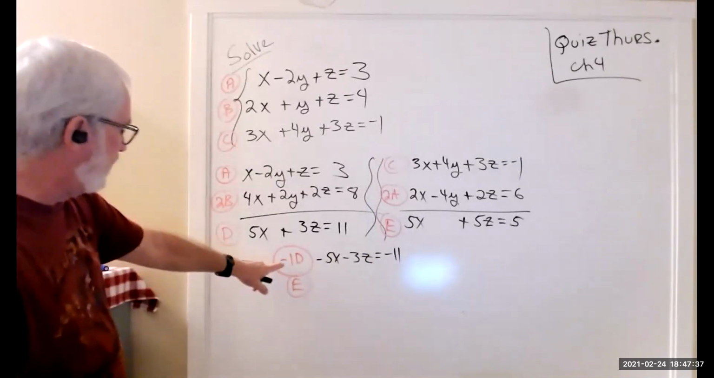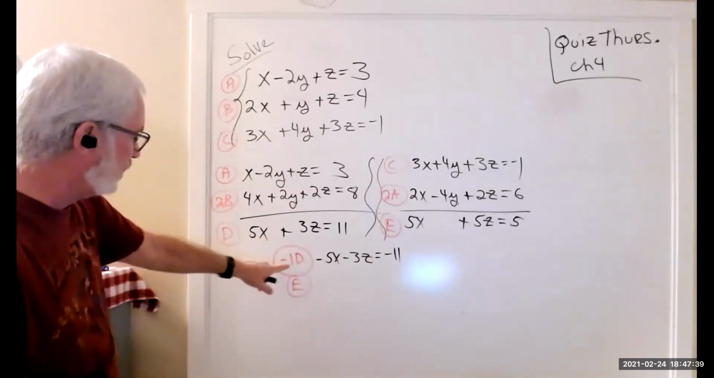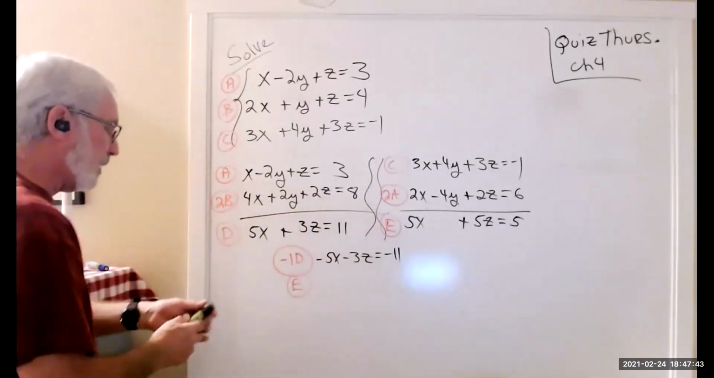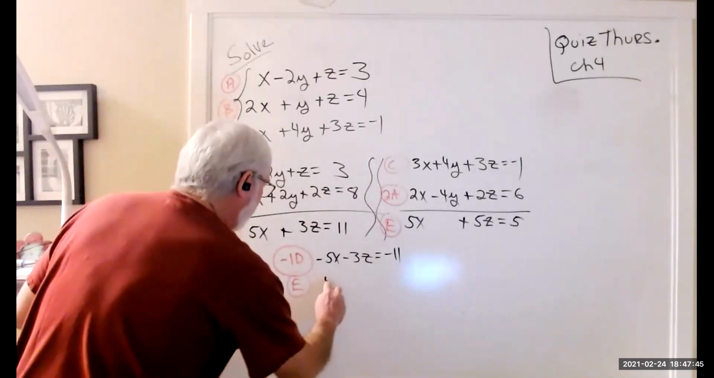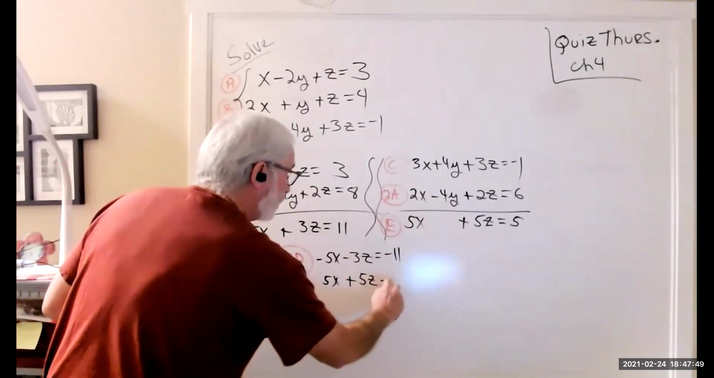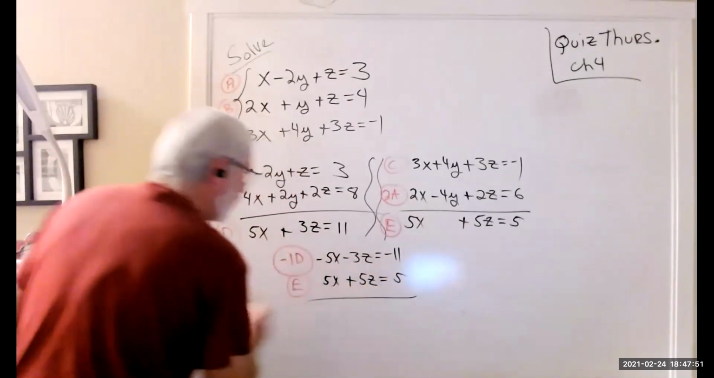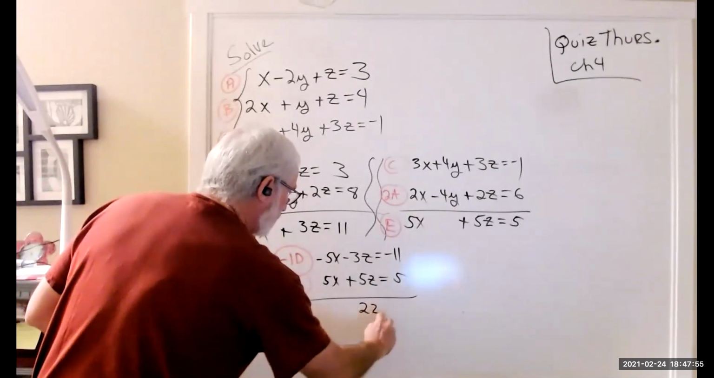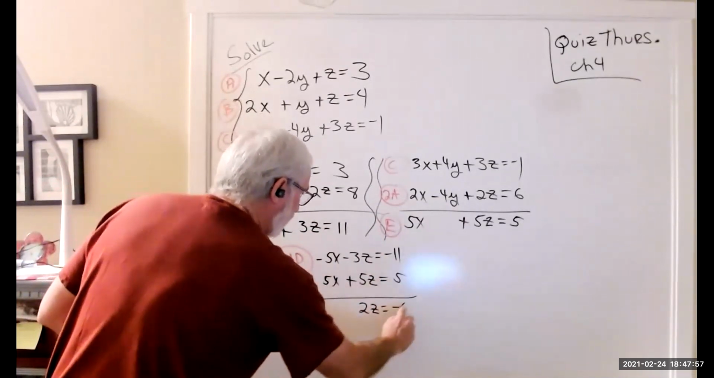Okay, so I have -1 times D, negative, and leave E by itself. So I'll leave it as 5x plus 5z equals 5. Add these, and I get 2z equals -6.